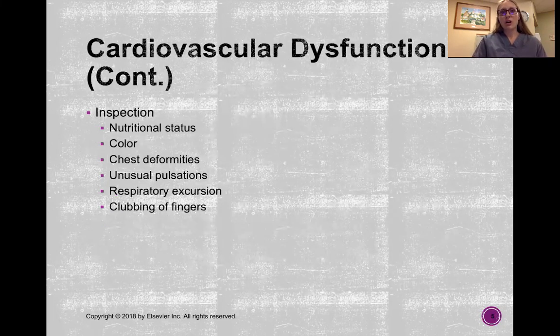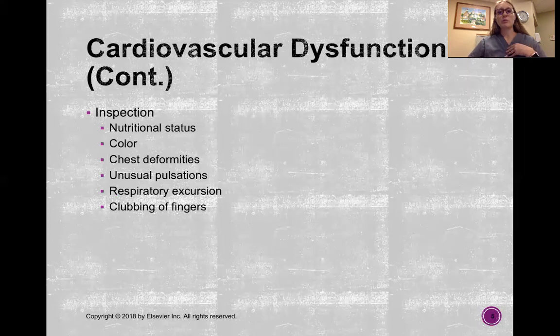So we're going to go along our assessment lines. Remember, with cardiac dysfunction, we're going to start with inspection. So nutritional status, that's that failure to thrive. Color, what color is the skin? Is there pallor? Is there cyanosis? Chest deformities, that would be due to an enlarged heart. So are they barrel chested? Do they have lumps where you wouldn't expect to find it? Does their chest have a kind of an extended aspect centrally?